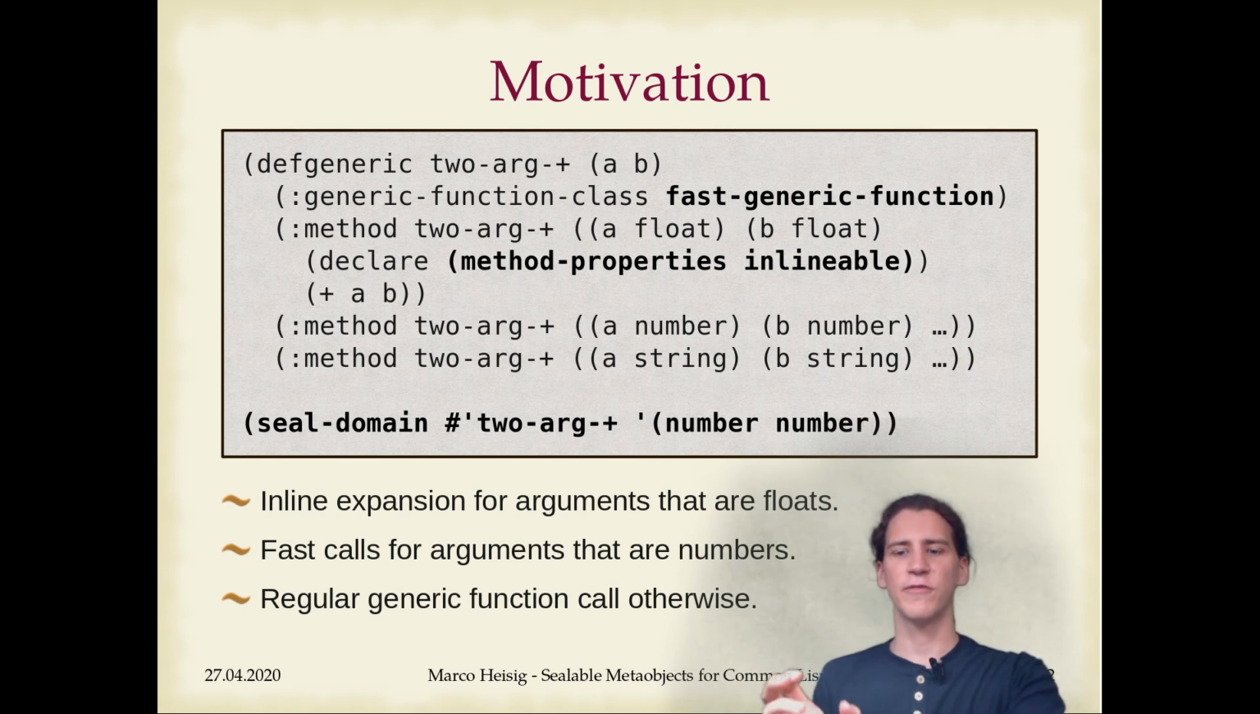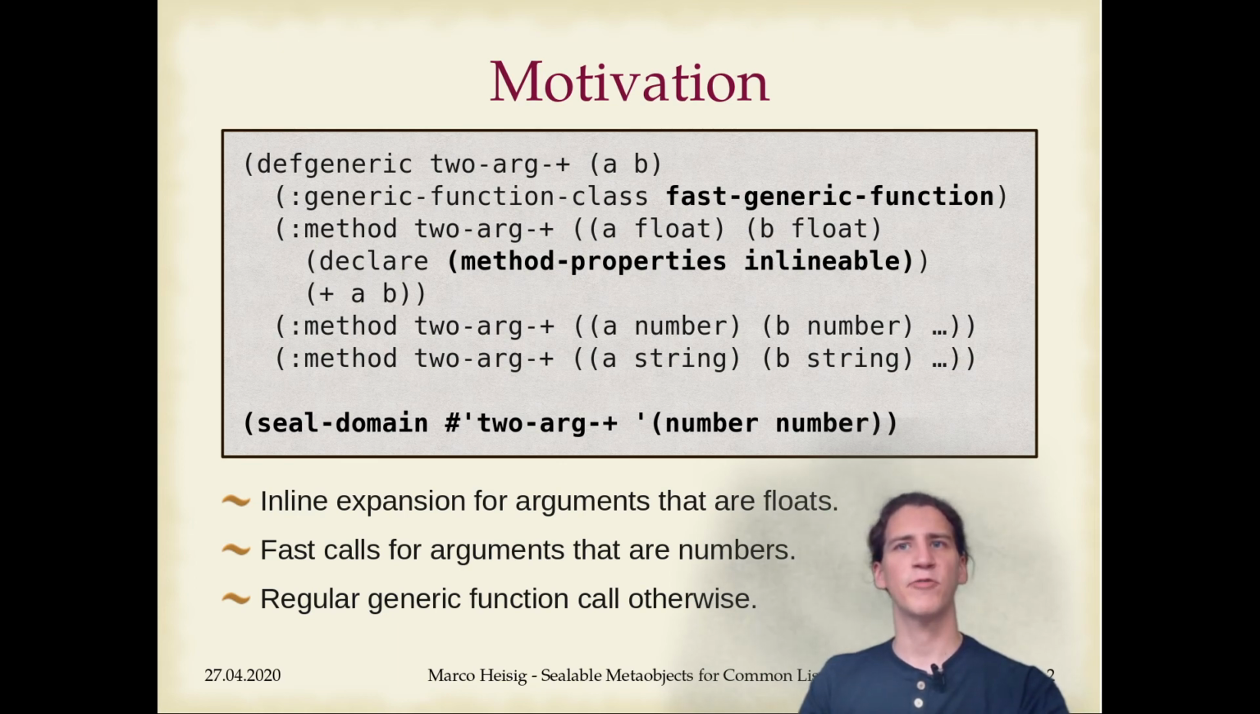For each call to this 2arg+ function, if the compiler can determine that all the arguments are of type float, then the function call will be replaced by an inline effective method and typically boils down to a single assembler instruction in this case. Even if the arguments are just of type number and not necessarily of type float, the compiler can still optimize and typically bypass the discriminating function and directly call the correct effective method.